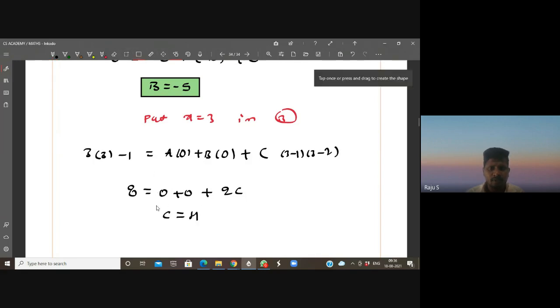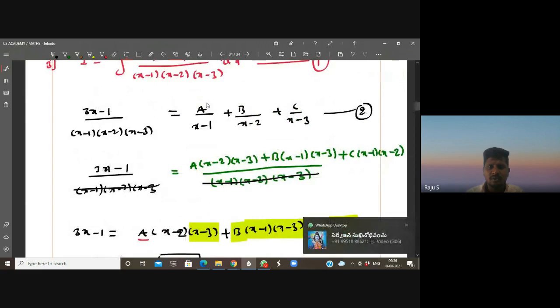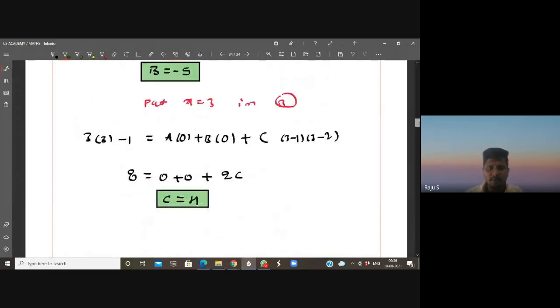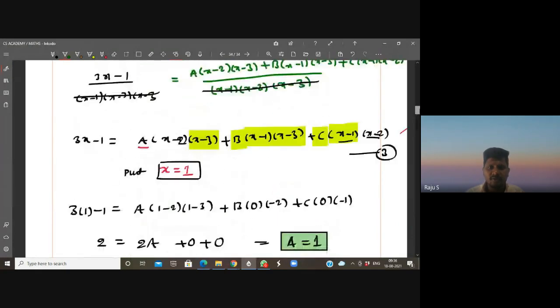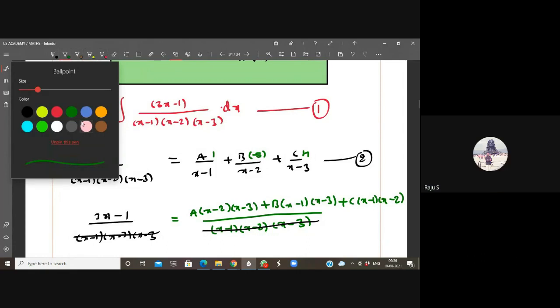So after getting these A, B, C values, substitute them in equation 2. Whenever it is a linear expression, mostly you are going to get a log of this denominator. So what A value did we get, students? A value 1, B value minus 5, C value 4. Here A value is 1, this is minus 5, here 4. After getting this, simple. So what shall we do here?